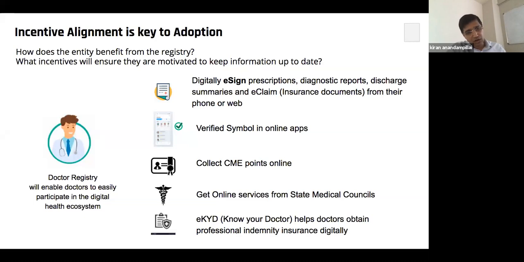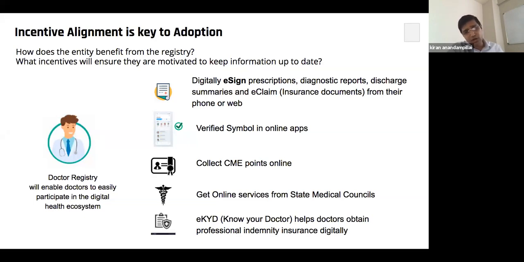We understand that the doctor registry is going to be an entity that will enable doctors to easily participate in the digital health ecosystem. So being part of the registry will help them do things digitally, for example, e-sign prescriptions, diagnostic reports, or discharge summaries, and claim documents from just their phone or from web. The fact that there is strong verification would mean that probably online apps can do something like a verified symbol.